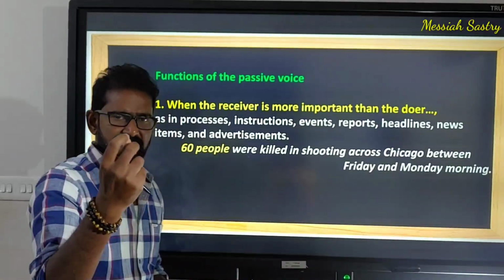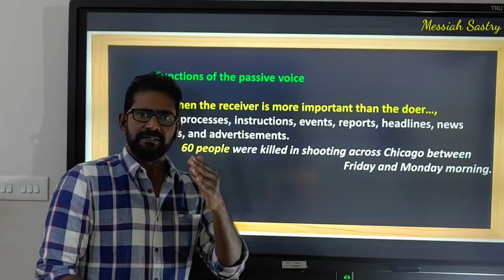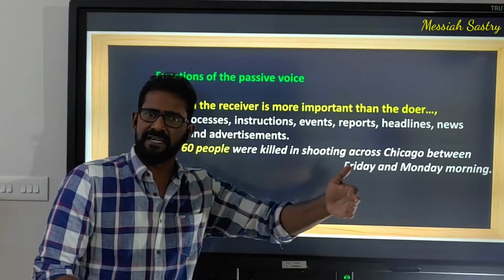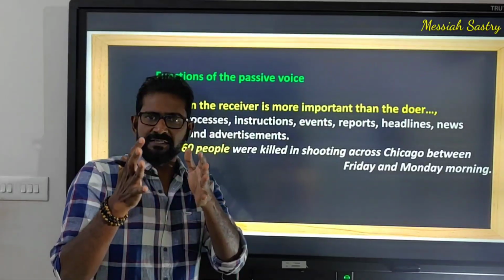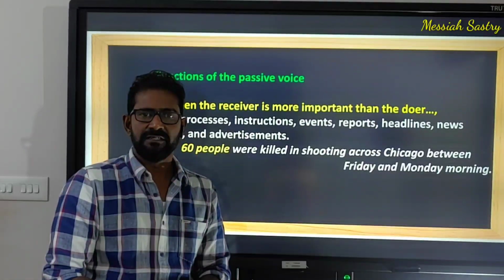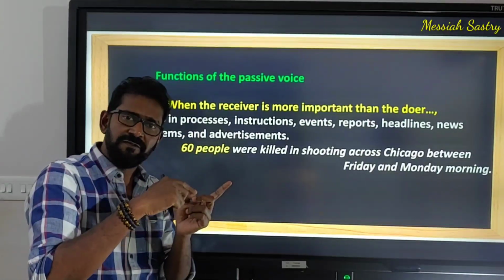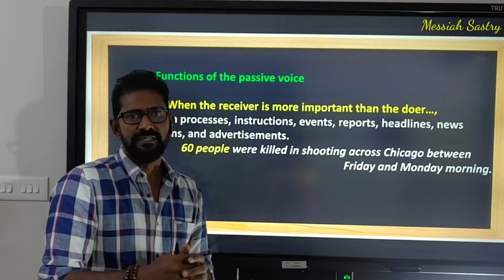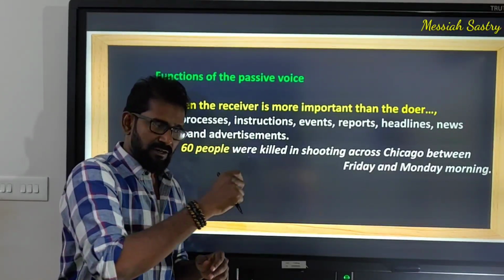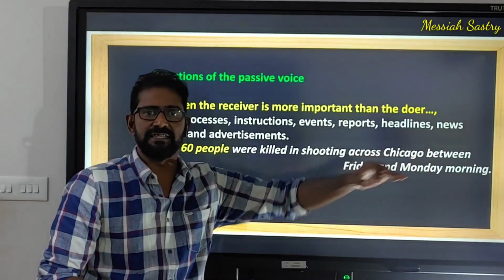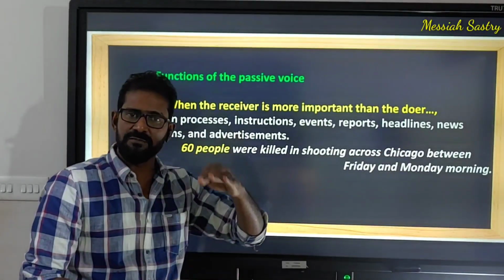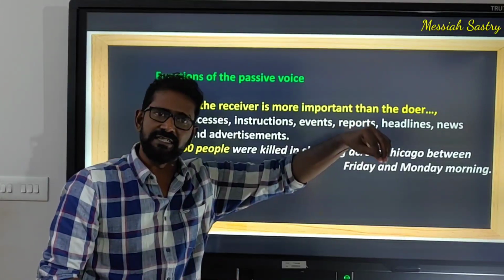I'll give you the best example. Gandhi was assassinated. Now here, Gandhi is the receiver. What is the active form of Gandhi was assassinated? The active form is Nathuram Godse assassinated Gandhiji.